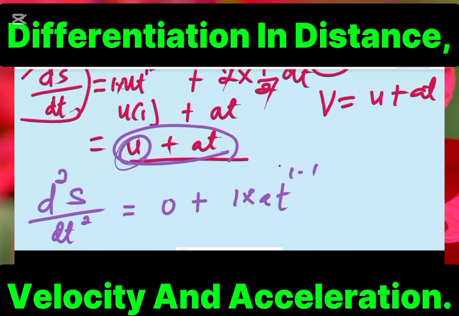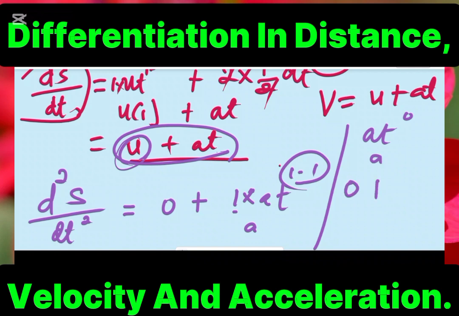Yes. So the power of t is 1. 1 times the coefficient, which is a, times t raised to power 1 minus 1. So 1 times a is a. Very good. Then 1 minus 1 is 0. So I have a t raised to power 0. t raised to power 0 is 1. So a times 1 is a. So I have 0 plus a, which is the same as a.